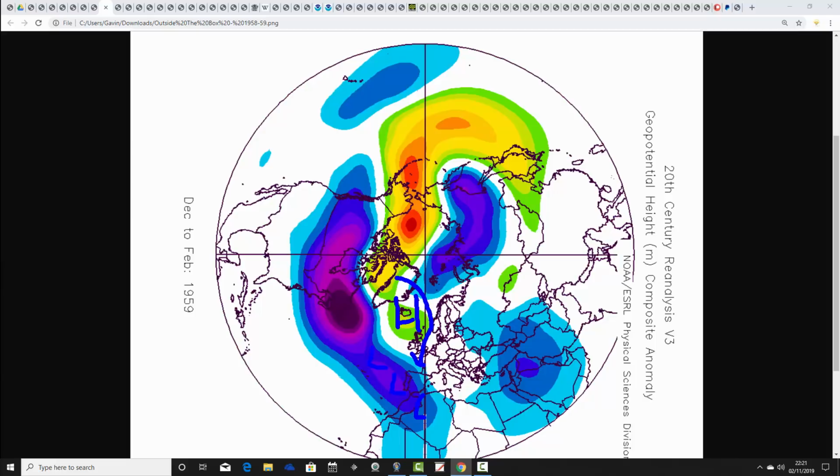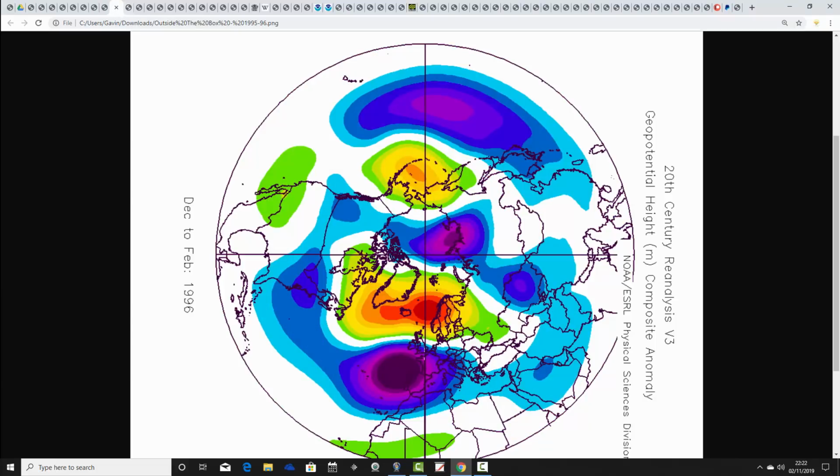A dry and quite cold winter with this one. Fairly cold winter, but reasonably dry too.